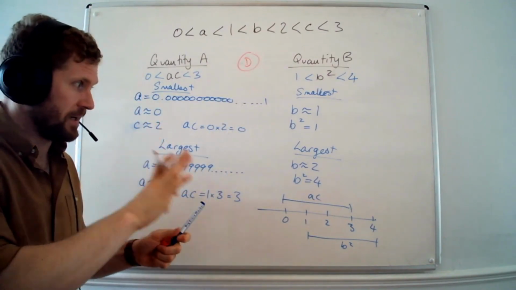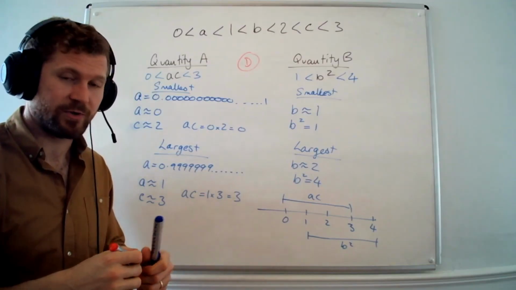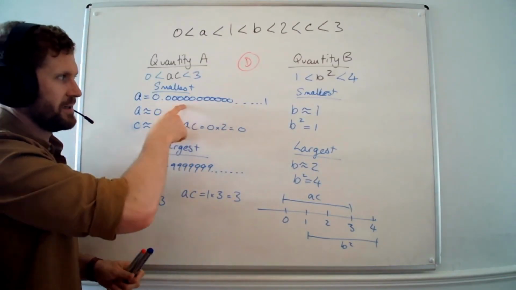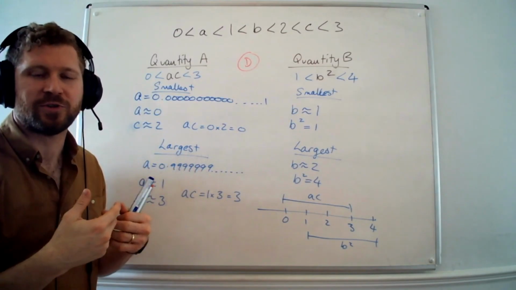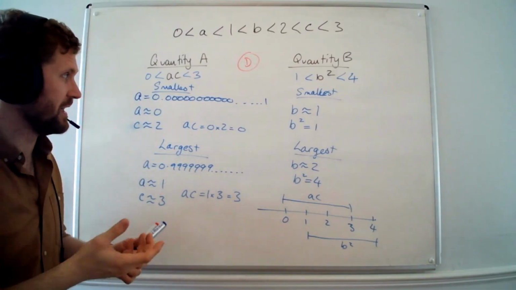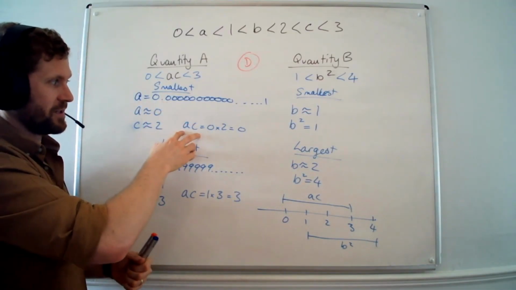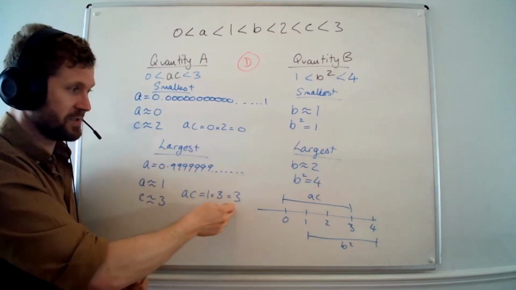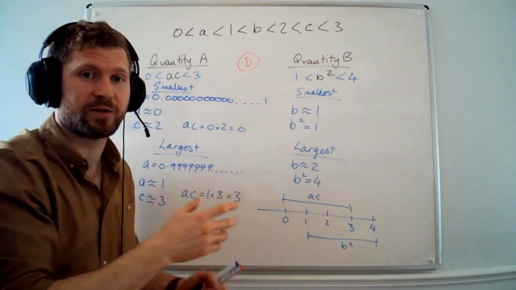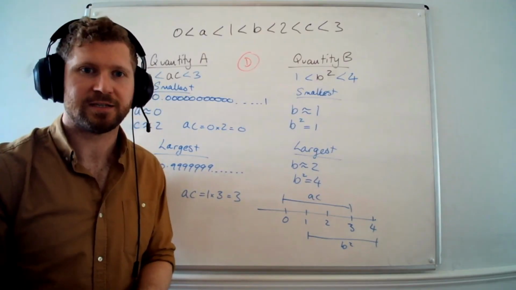All right. I know that it looks like there's a lot going on here, but if you understand this concept about if I make A as small as possible, it's basically 0, then this gets a lot faster and I can jump very quickly to AC is somewhere between 0 and 3, B squared is somewhere between 1 and 4, and we can get to the answer being D here.